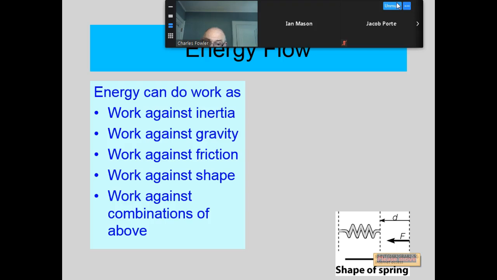But with springs, you could also stretch the spring. So then the force would be in the opposite direction, but the displacement would be in the opposite direction too, and that would be the work that you would do. Force times the displacement in the direction of the force, or the force in the direction of the displacement. And then you can have work against combinations of all of the above: gravity, inertia, friction, shape, whatever. And in fact, most of the time, things are a mix of things. Okay?